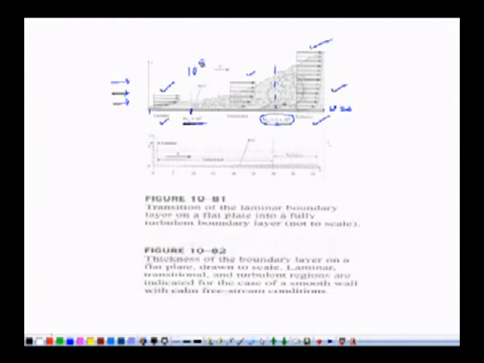So here we have these two figures. In the first figure it is not on scale, very large distances are shown just to distinguish the laminar boundary layer, transitional boundary layer and turbulent boundary layer. In the second figure it is on scale. You can visualize that in case of laminar boundary layer the thickness is very small. In transitional we have some boundary layer thickness, and in turbulent we have a little more thick boundary layer.